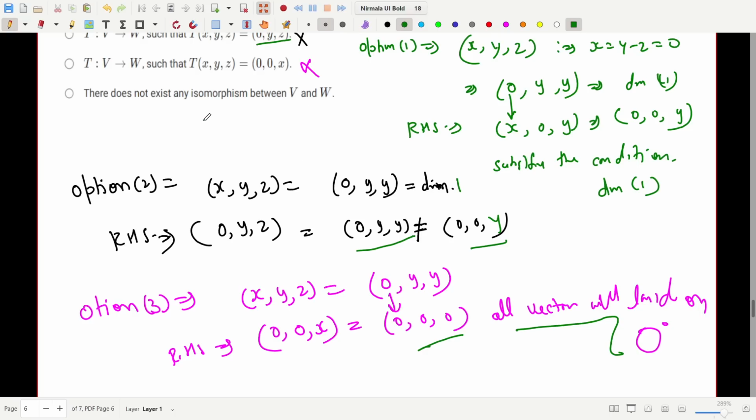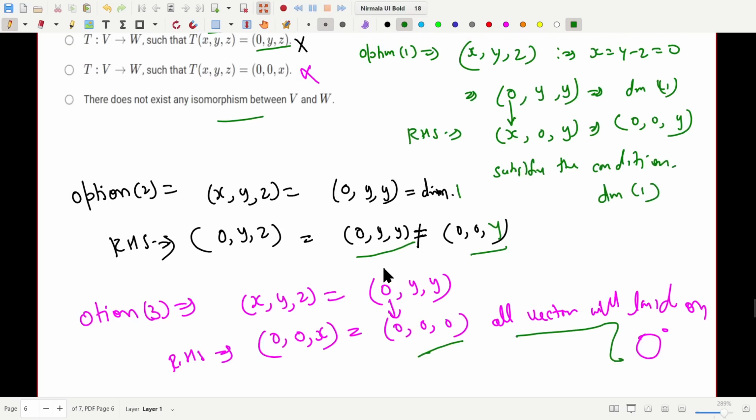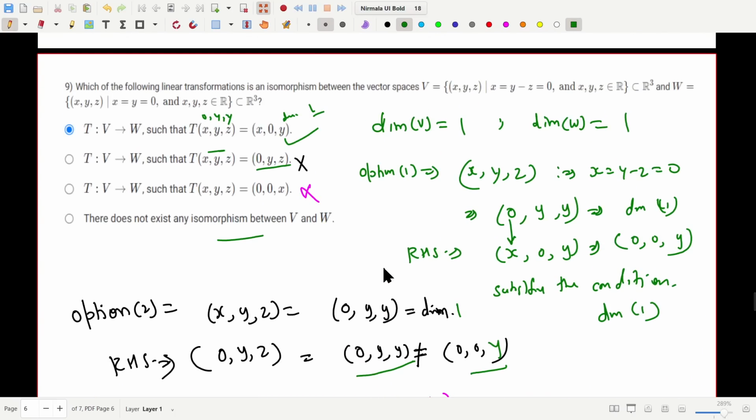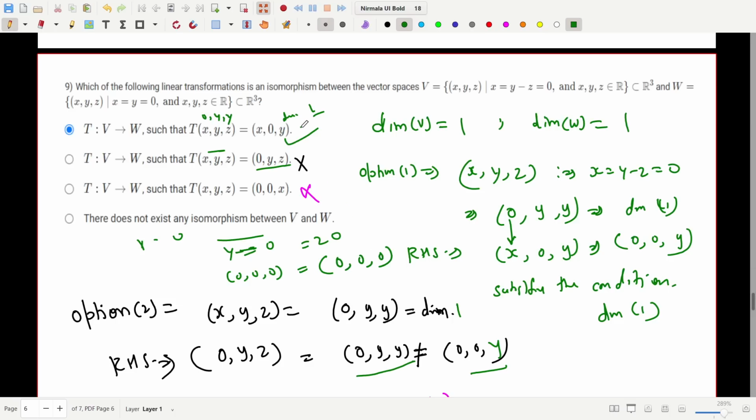Okay. So let's check the isomorphism condition. For isomorphism, we have to check one-to-one. All zero vectors would land on 0 if the same dimension is there. So in V (x, y, z), x is always 0, and y is also 0, y is equal to z, so z will also be 0. So if (0, 0, 0) means x is 0, y is 0, z is 0, then this transformation will be (0, 0, 0). It will land on 0.